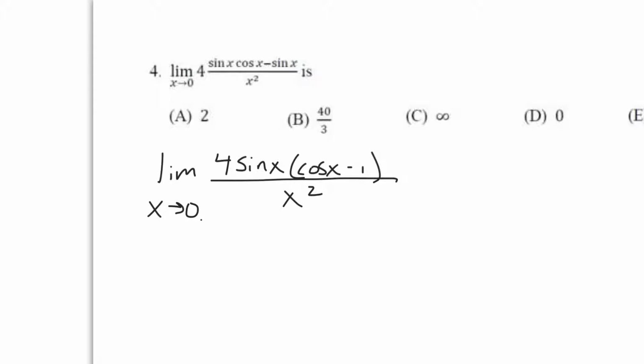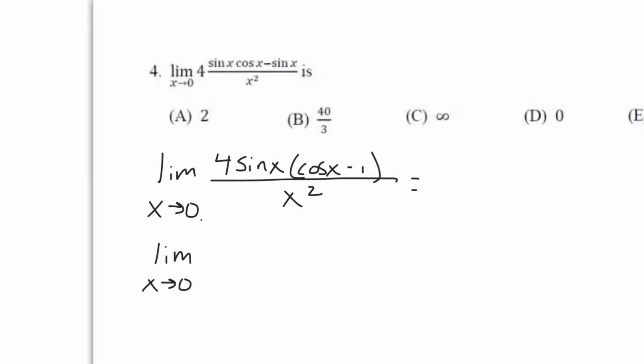But I do recognize some things here that get me pretty excited. I got a sine of x in the numerator. If I had that over x, I could evaluate this limit as x approaches 0. I have a cosine of x minus 1. If I had that over x, I could evaluate the limit as x approaches 0. So I can rewrite this so it's the limit as x approaches 0.